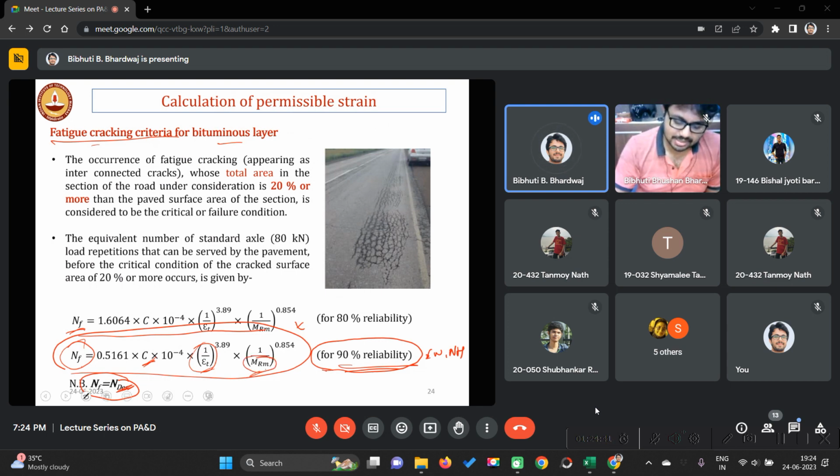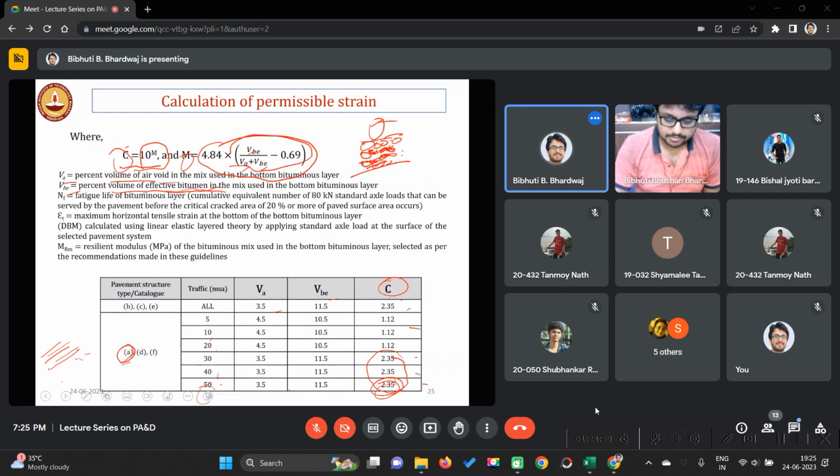What is this? That is nothing but the elastic modulus that we used in our analysis class. Elastic modulus of the layer. This is basically resilient modulus, not elastic modulus. Both are different, but in analysis we can consider both as the same, even in design. Okay, so that is your MRM. If you know what kind of material, what grade of bitumen you are using, you can find out MRM. I will show you in the later slides.